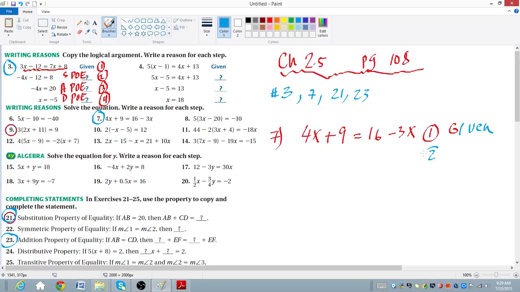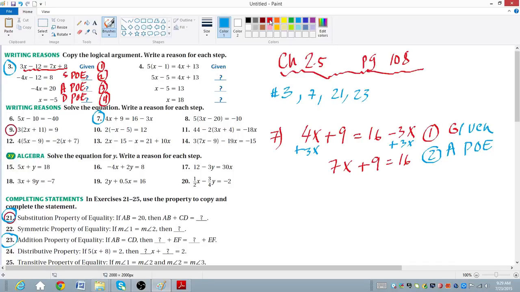Well, line number 2. So what am I going to do next? Maybe add 3x to both sides. So plus 3x, plus 3x. So this becomes 7x plus 9 equals 16. So at this point, how do I get from line 1 to line 2? Well, it's the property of addition because I added to both sides. So addition POE, addition property of equality.